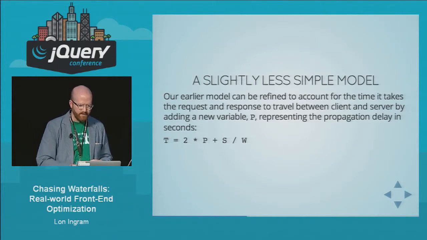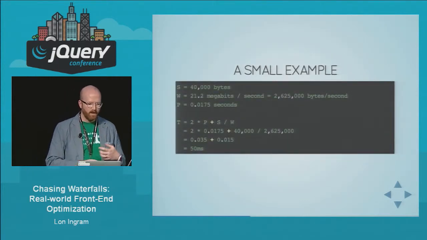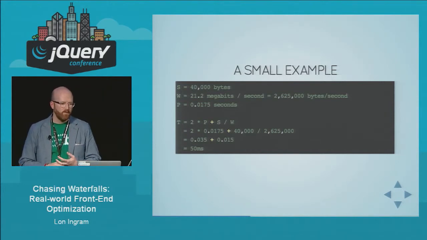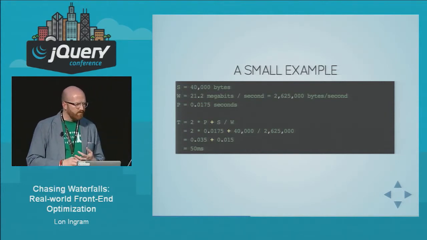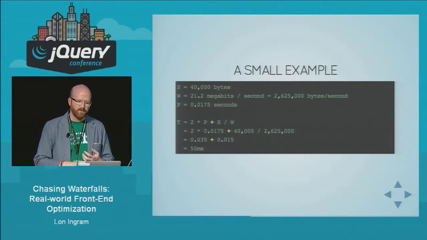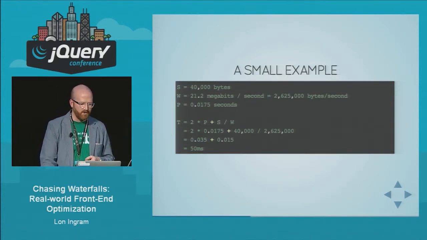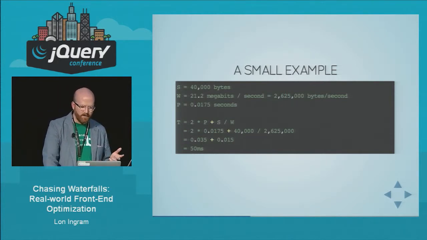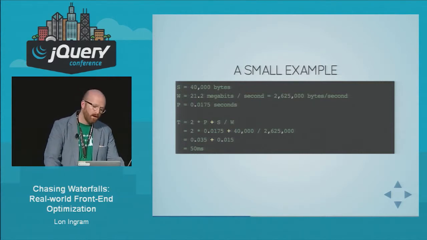Let's actually work this out as a real quick example. We're going to have a 40 kilobyte file, a bandwidth of 21.2 megabits per second, which works out to about 2.5 million bytes per second, and a latency of 17.5 milliseconds. I pulled these from an FCC government report; I'll link to it in the slides. What you end up coming up with is that it's going to take 50 milliseconds to pull this file down, according to our model.